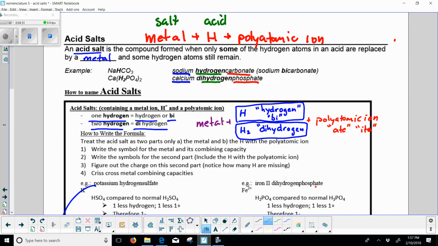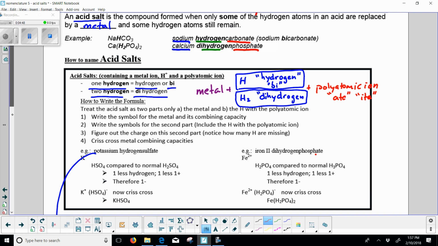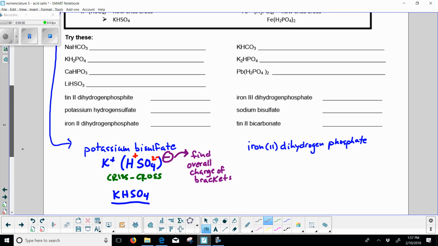Or if you've got the metal with two hydrogens, use the term dihydrogen, and then you include the polyatomic ion. So you might have calcium dihydrogen phosphate. You'll quickly realize that dihydrogens only really occur with phosphates typically. So let's look in a little bit more detail at the bottom, how you'd actually write down the formulas.